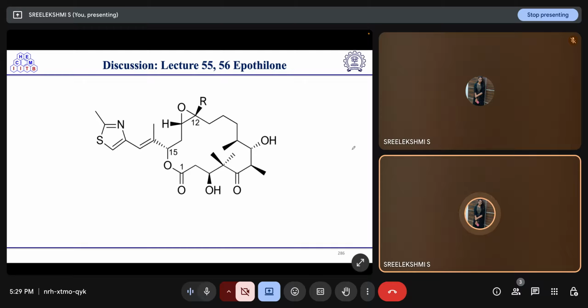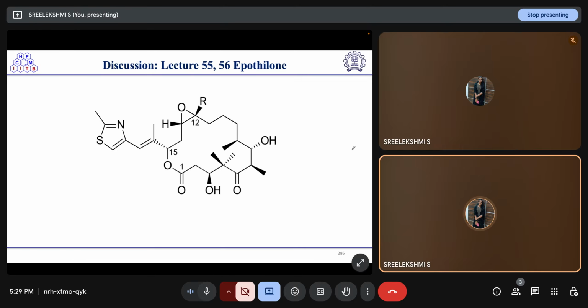An alternative approach that relies on a macrolactonization process for constructing the main ring skeleton of epothilone A was reported by Nicolaou in the same year, 1997. This is a highly convergent and practical synthesis of the anti-tumor agent epothilone A, and this total synthesis was completed in 18 steps with 5% overall yield.